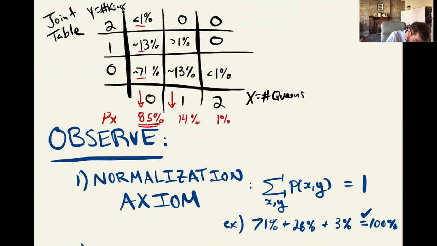And notice that this is itself also a probability distribution, but now just on the number of queens. And you can actually check just via counting that this number is approximately correct. And then similarly, we get the same thing when we marginalize in the y direction. So if I take 71 plus 13 plus 1, I get the same result. So now I'm writing the PMF for y: 85%, 14%, and 1%.